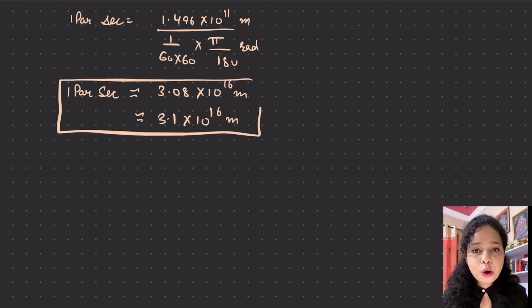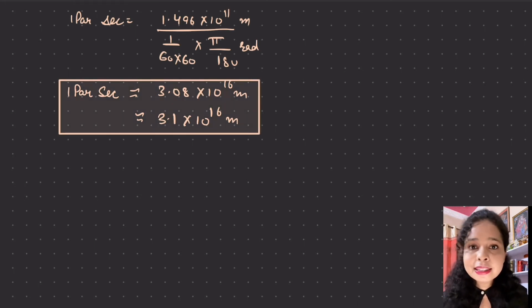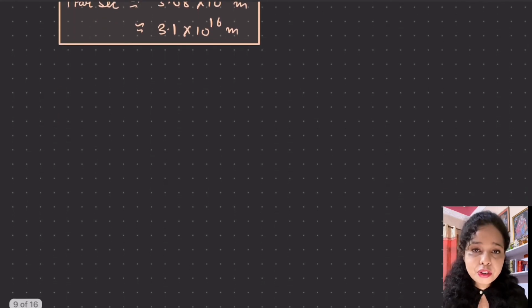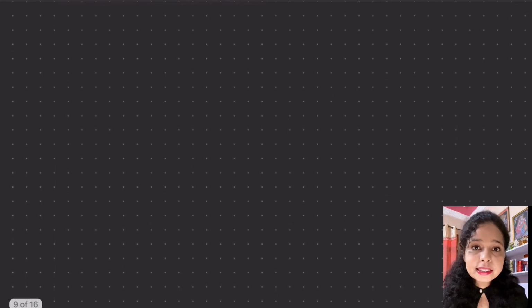So we have talked about 3 bigger units of length, that is 1 astronomical unit, 1 light year, and 1 parsec. So these 3 units of length are very important in order to determine the astronomical distances, that is the distance between the earth and various other planets, or the distance between the earth and various other stars or galaxies. So these 3 units play a very important role.